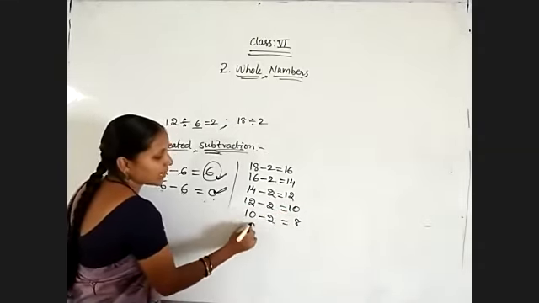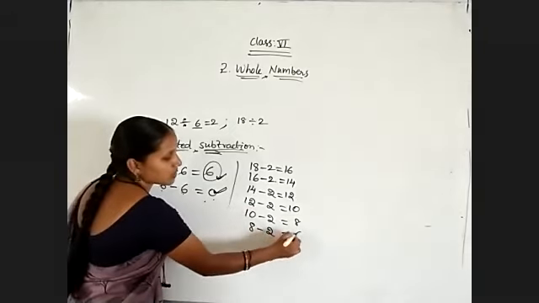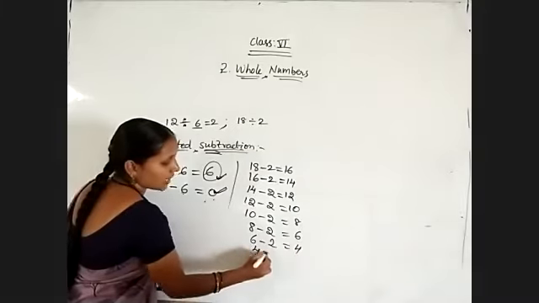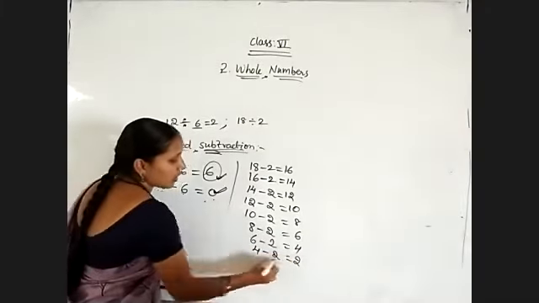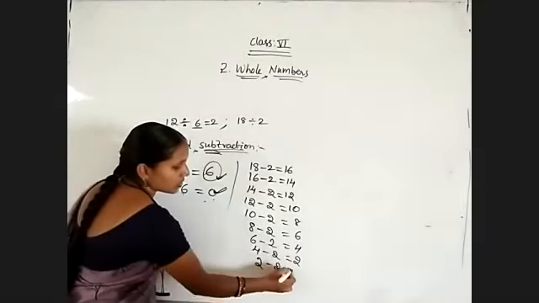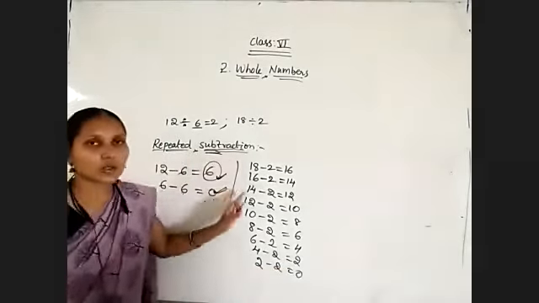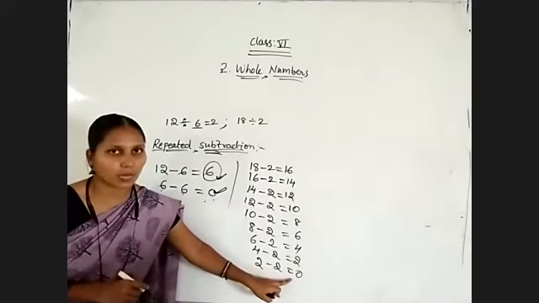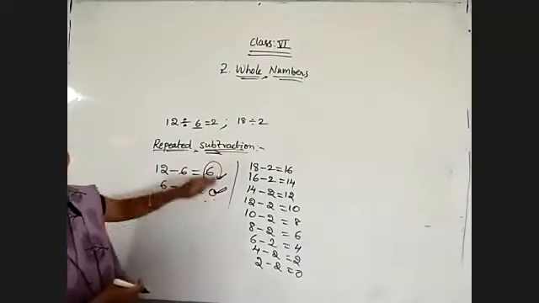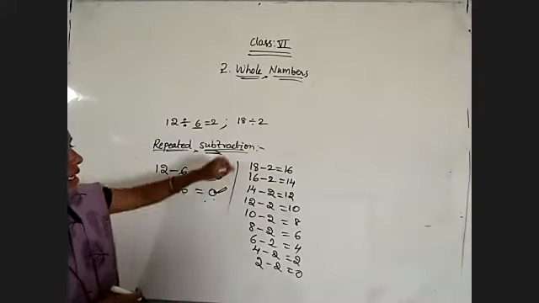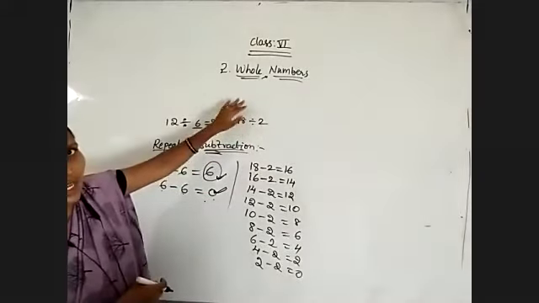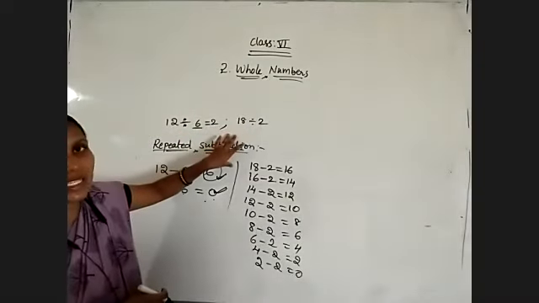This 8 we need to write here. 8 minus 2 is equal to 6. 6 minus 2 is equal to 4. 4 minus 2 is equal to 2. And 2 minus 2 is equal to 0. We need to continue this process till we get the result 0. Okay, this method is called the repeated subtraction method. So we are doing the division using the repeated subtraction method.